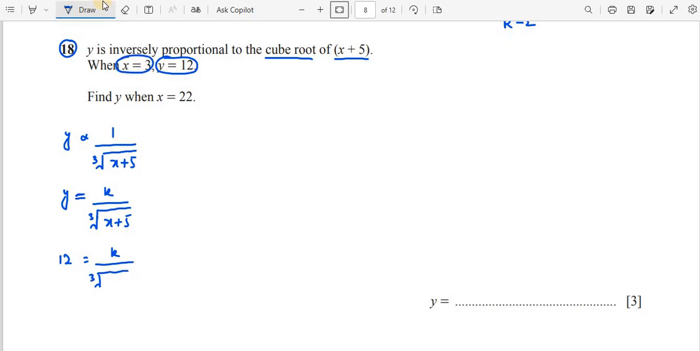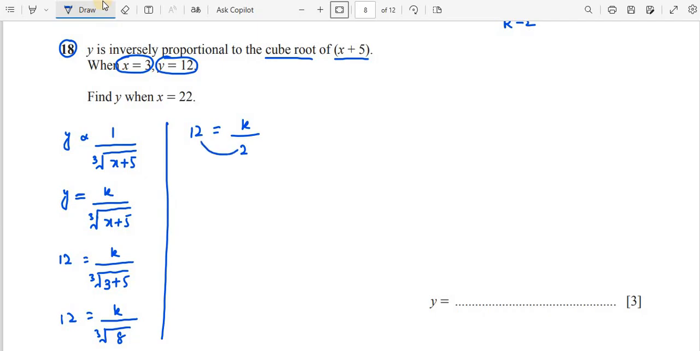x is equal to 3, plus 5. So 12 is equal to k over the cube root of 3 plus 5, which is 8. 12 is equal to k over the cube root of 8, which is 2, so 2 multiplied with 12, so k is equal to 24. This is our value of k.